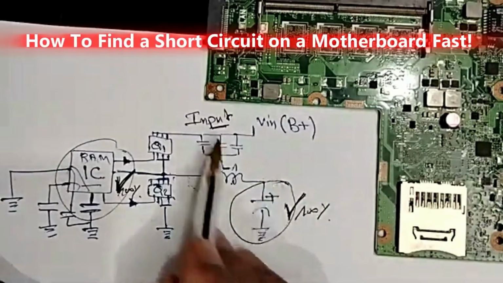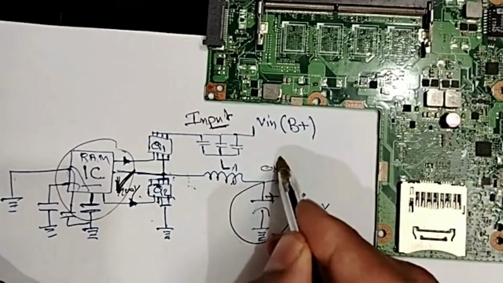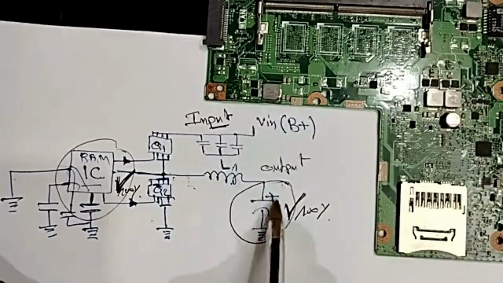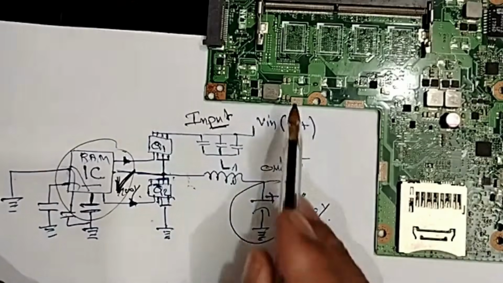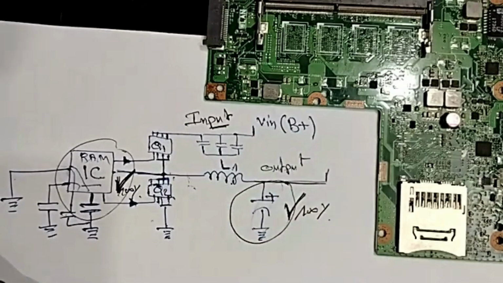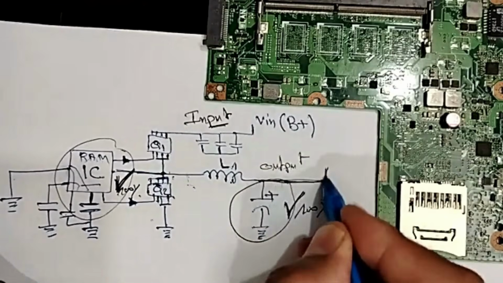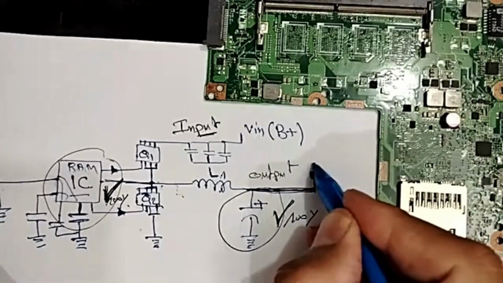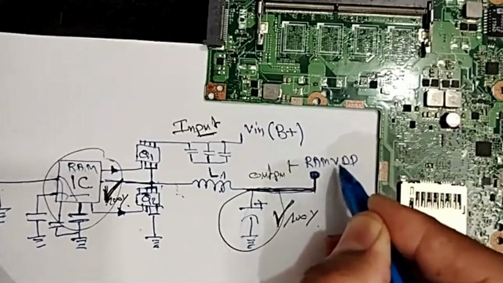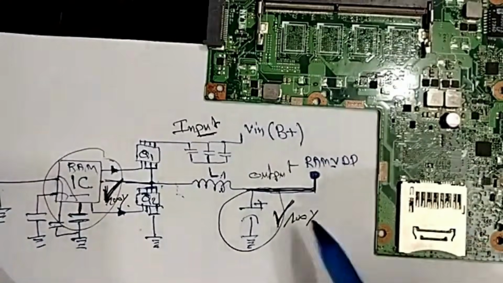So here we have the input, here we have the output. Here, guys, we have the output inductor, this one. We have the electrode capacitor, this one is not installed. Then here we have what? Finally, the voltage for the RAM. Let's say RAM VDD. Okay, RAM VDD. This is the output.